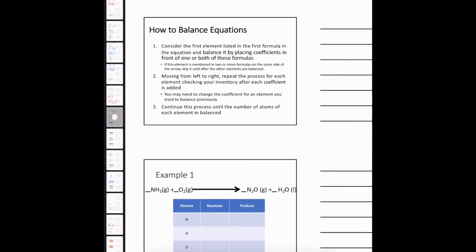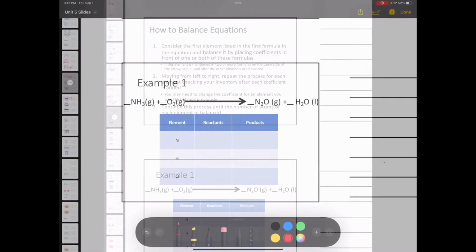Next, what you do is, moving from left to right, repeat the process for each element by checking your inventory after each coefficient is added. You might need to change the number for the element that you tried to balance previously. That is totally normal and that's totally fine. So if you add a coefficient and then you realize this number is really not working out because it's throwing off the number of other elements within that formula, that's completely fine. You'll have to come up with another coefficient and I'll show you how to do it. Then start the process again. Then you continue the process until the number of atoms of each element has been balanced.